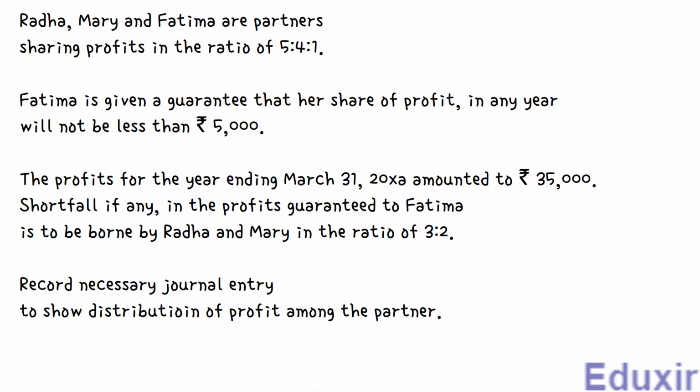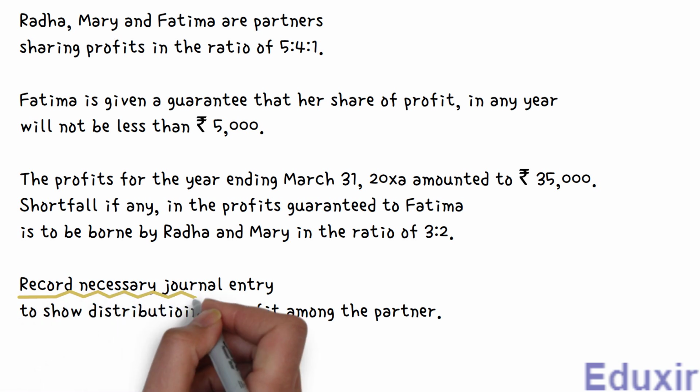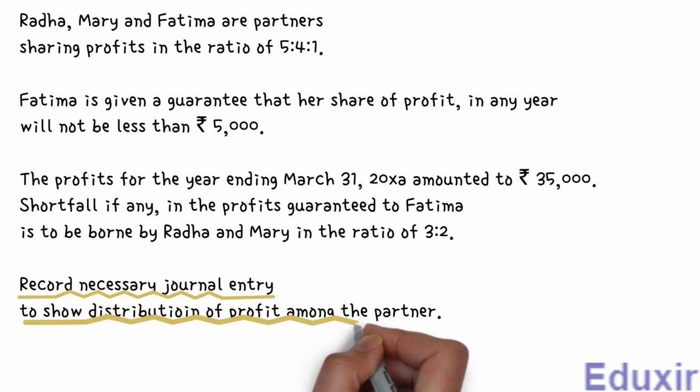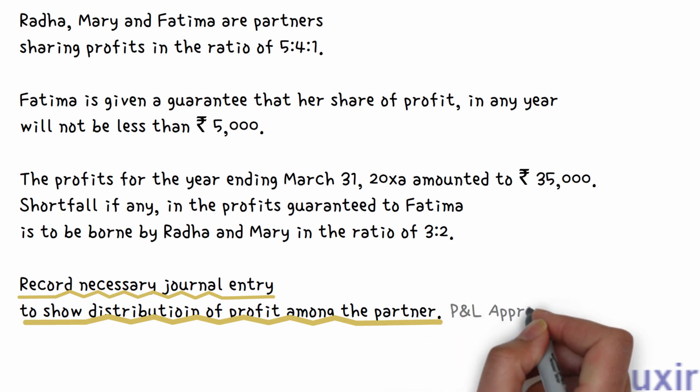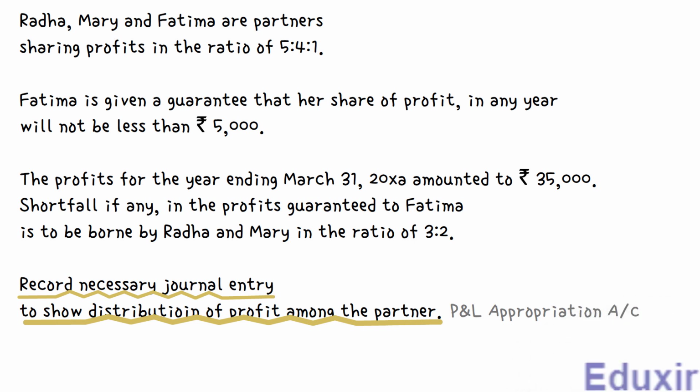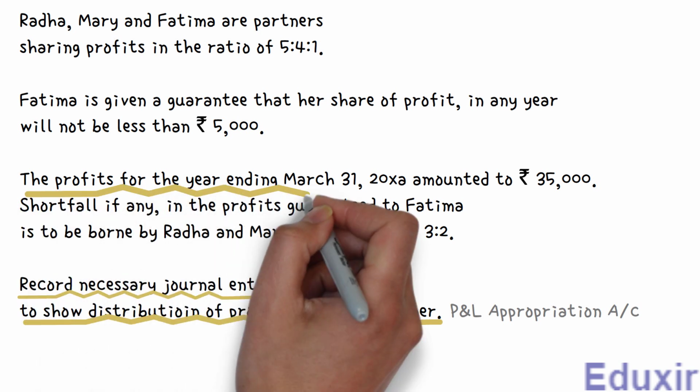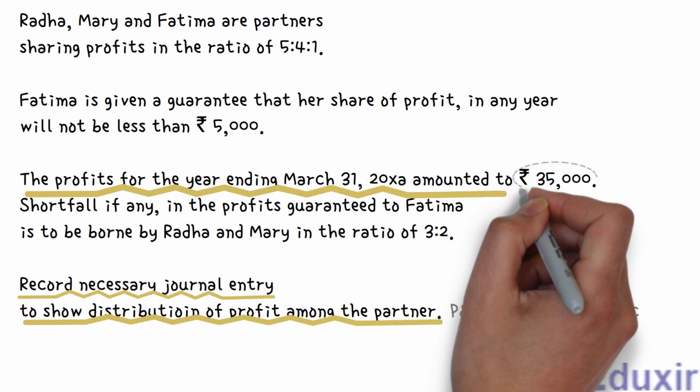So, as per the problem, we have to record the necessary journal entries showing the distribution of profits. As we are dealing with the distribution of profits, it makes sense to prepare the profit and loss appropriation account also. If we carefully analyze the problem, we notice that this problem is just about the distribution of the profits, nothing else. It's given in the problem that the net profit for the year amounted to 35,000 rupees.